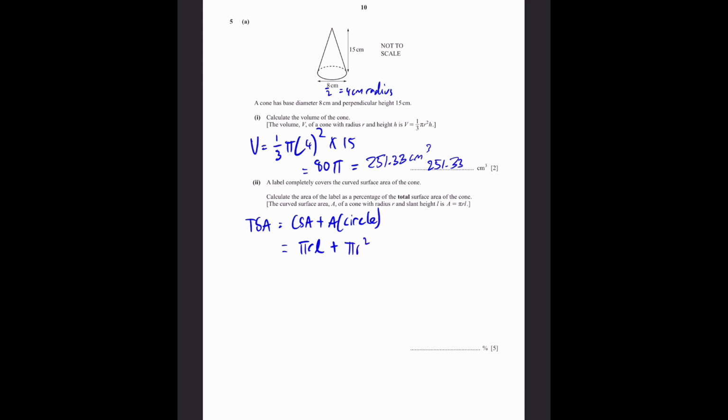Now to find the length, we need to use Pythagoras' theorem. a squared plus b squared equals c squared. That means using this 15 and this 4. So 15 squared plus 4 squared is equal to c squared. And then 225 plus 16 is equal to 241, which is equal to c squared. Now c will be root 241, which is equal to the length, or the slant height, which is this. That is, let's get our calculator out.